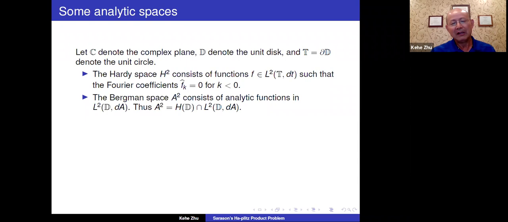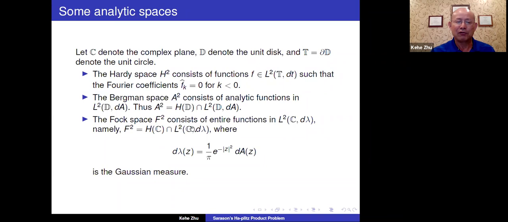So the definition of the Bergman space is that it's the intersection of the usual L2 with respect to area measure with the space of all analytic functions on the disk. And so those two spaces are very classical. Many people know them. And then the other space I want to talk about will be called the Fock space. Notation will be F2.